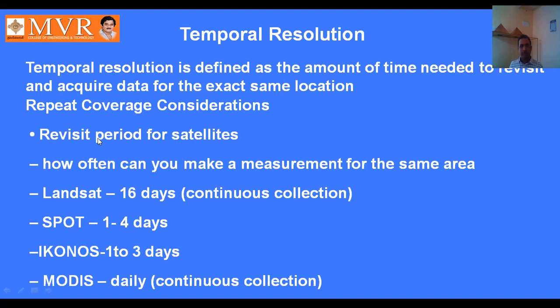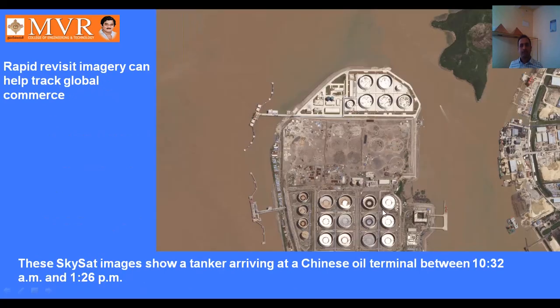See, revisit period of satellite. How often can you make a measurement for the same area? How much time does it take to cover the same area? 2 days, 3 days, 4 days. Depending on the days, we will get the information. So, if the revisit frequency increases, then the temporal resolution also increases. Landsat covers in 16 days. Spot is 1 to 4 days. Ikonos satellite 1 to 3 days. Mode is daily continuous collection. Mode is satellite continuously collecting morning and evening. Like that, you see here.